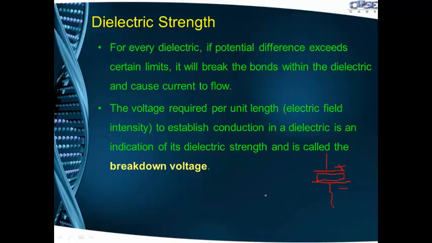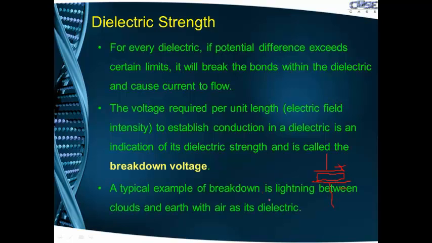So the voltage required per unit length to establish conduction in a dielectric is an indication of its dielectric strength and is called the breakdown voltage. So a typical example of breakdown is lightning between clouds and earth with air as its dielectric.